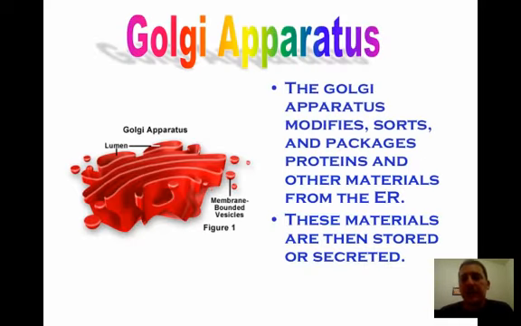The Golgi apparatus. This is kind of like the post office of the cell. It modifies, sorts, and packages these proteins and transports them from the ER to wherever they need to go. So what the Golgi does is it recognizes, okay, I have this protein. This protein is supposed to go to the mitochondria. It's a mitochondrial ribosome. Okay, we're going to send it there.